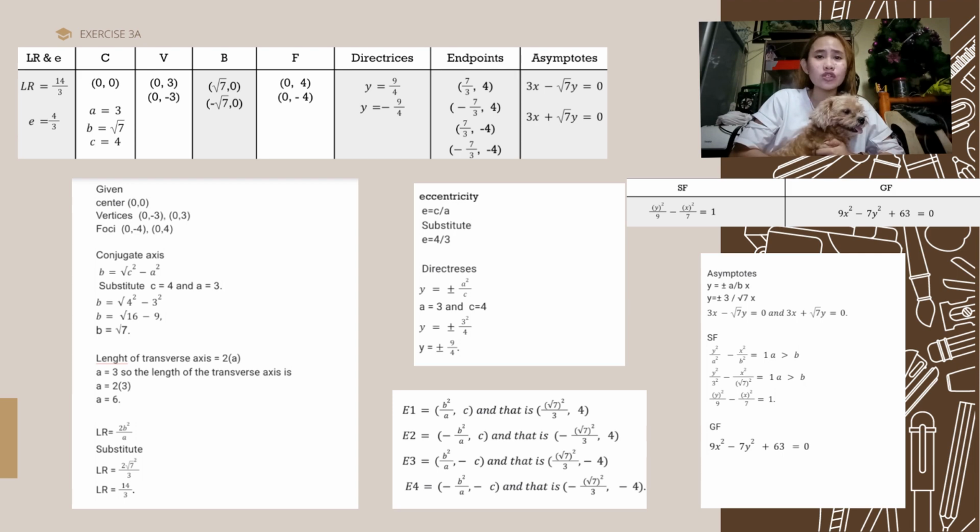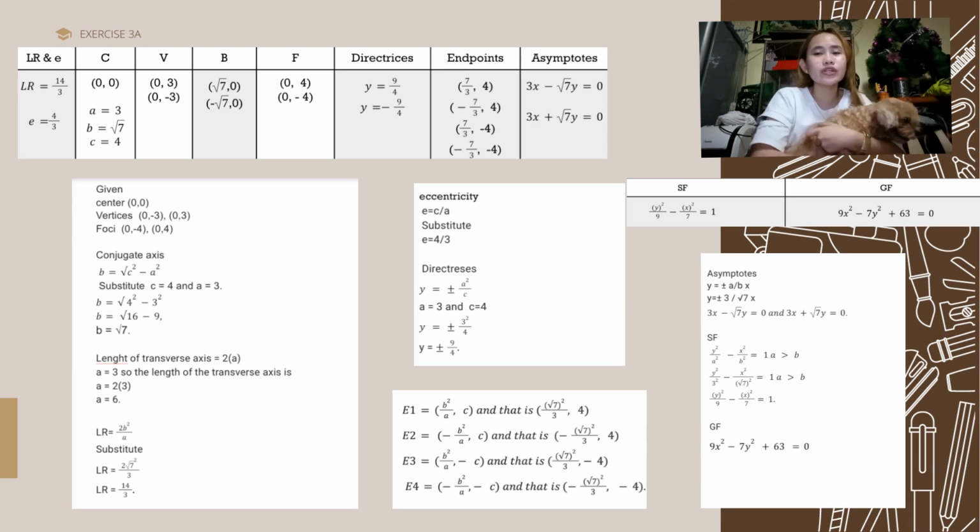And para naman makuha natin yung LR, ang gagamitin nating formula is 2B squared over A. Substitute lang natin, the value of B is equal to square root of 7. The value of A is equal to 3. So, 2 times square root of 7 squared over 3. Solve lang natin. Square root of 7 raised to 2 is 7. 7 times 2, 14 over 3. Therefore, our LR or the latus rectum is 14 over 3. Yan, nakuha na natin yung LR.